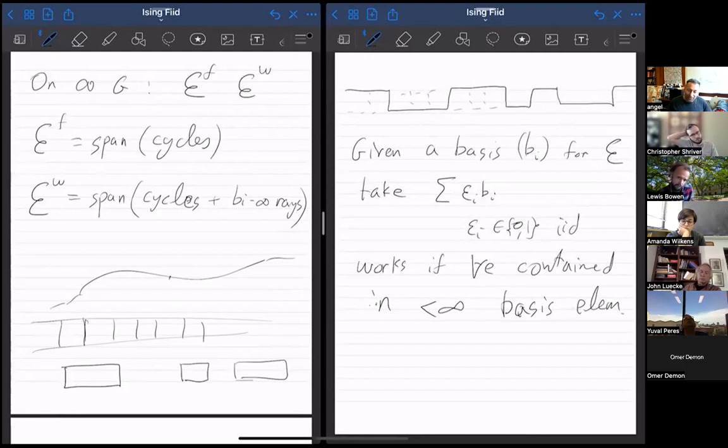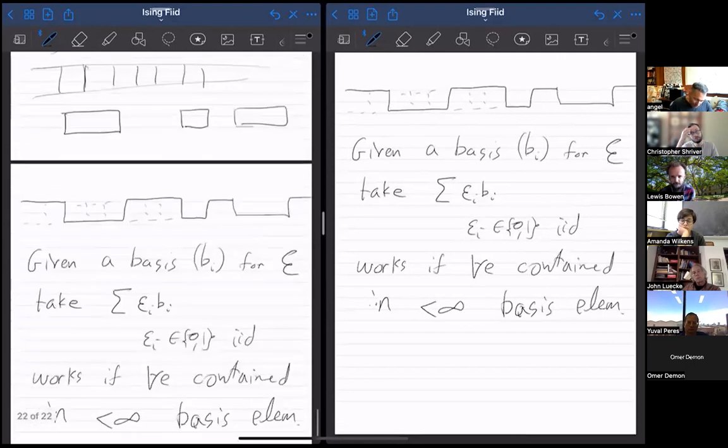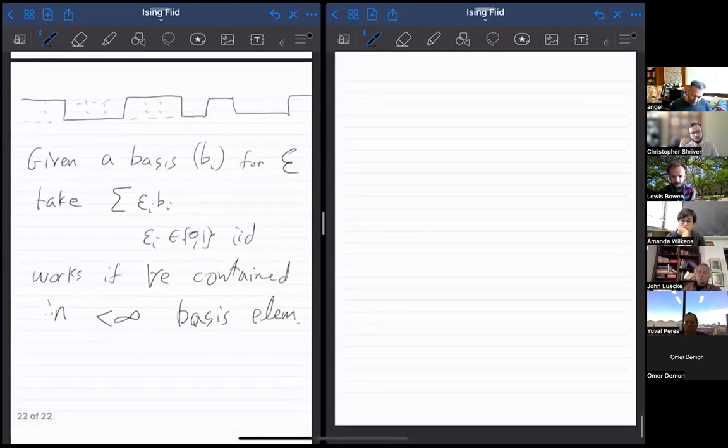And so the main thing that is needed is to try to construct a basis for the even subgraph space, which is locally finite, meaning that every edge is contained in only a finite number of elements. So here's one way of doing this.